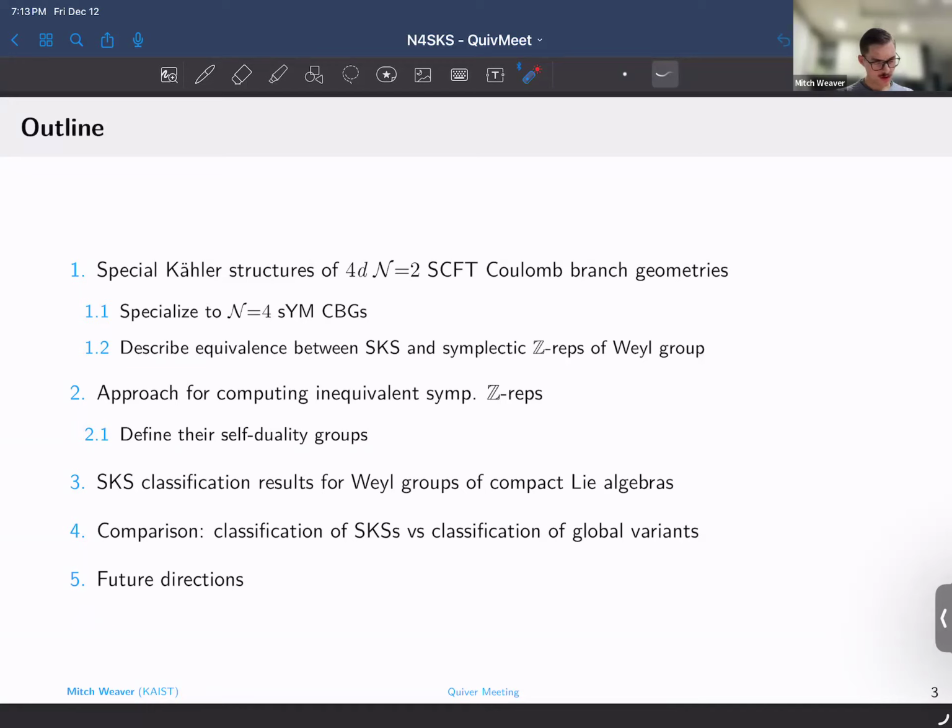And then I'll show you the results of this classification, and then we'll compare them with the analogous classification of the global variants for the super Yang-Mills SCFT. And I'll end with some future directions we'd like to take this in.